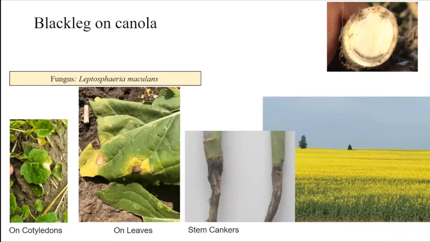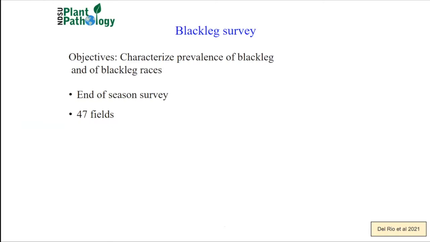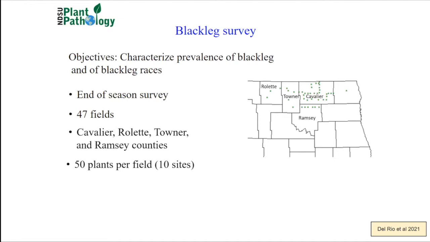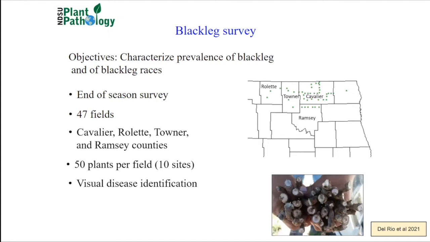Speaking of the surveys of blackleg, Dr. Del Rio does a blackleg survey every year. He mainly concentrates on the major canola growing counties. Last year he had 47 fields scouted. Among them, Cavalier is the one where they did most of their study. In every field they collected 50 plants from 10 different sites, walking in a W pattern or X pattern. They used visual disease identification and Avr gene identification.